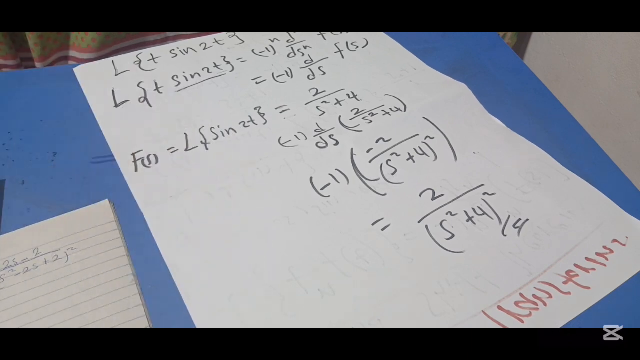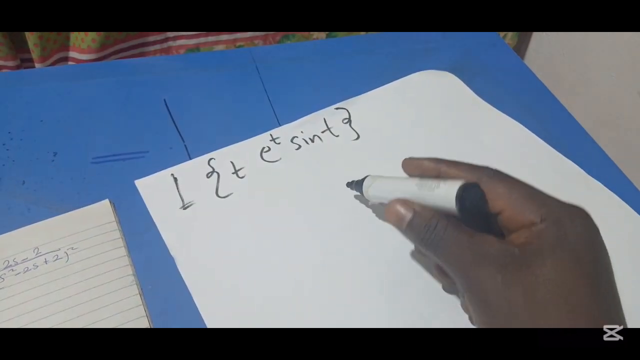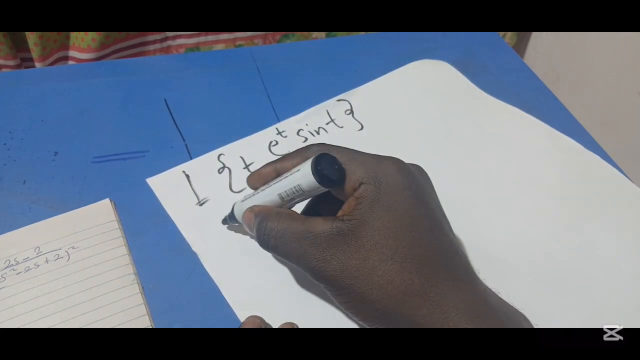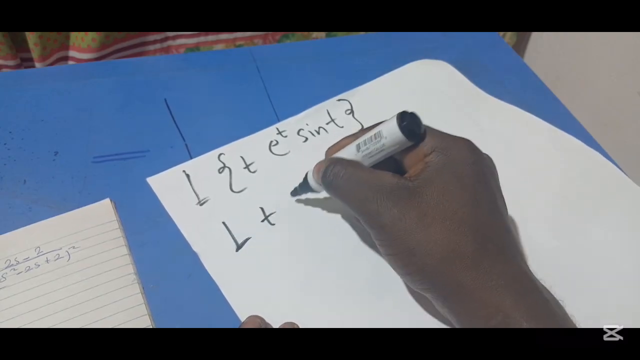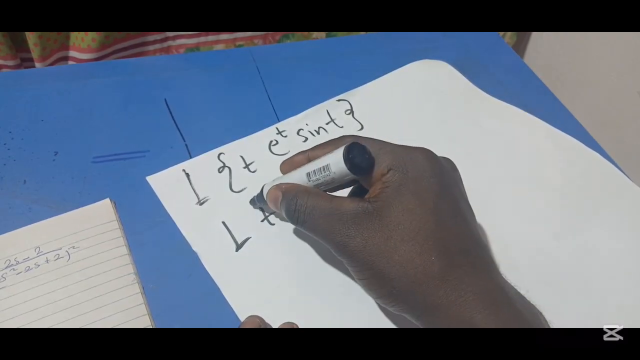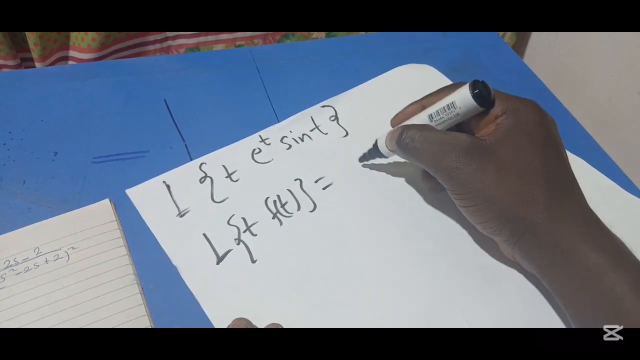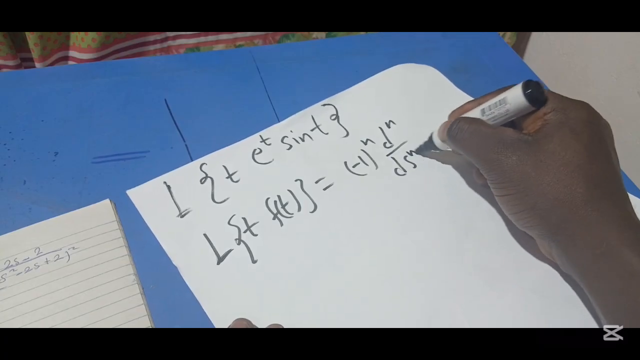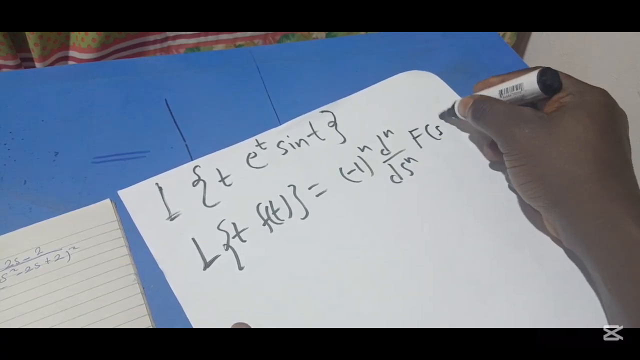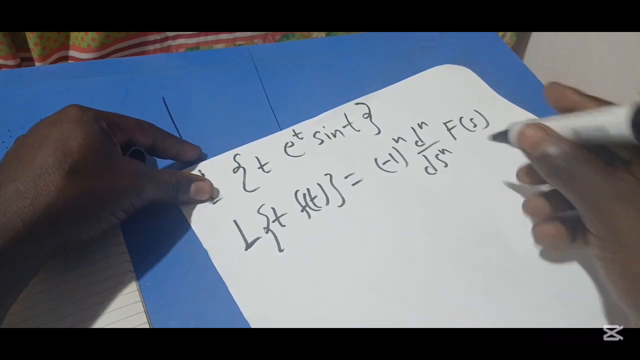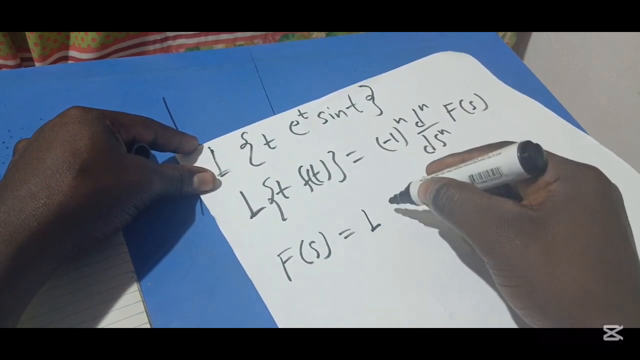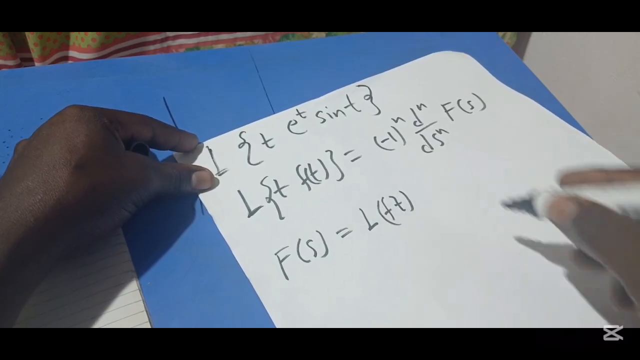Let's look at our last example. Find the Laplace transform of t e to the power t sine t. How do we do this? Looking at the general formula, the Laplace transform of t to the power n f of t should be equal to minus 1 to the power n, dn over ds to the power n, F of s, and F of s here is equal to the Laplace transform of f of t.